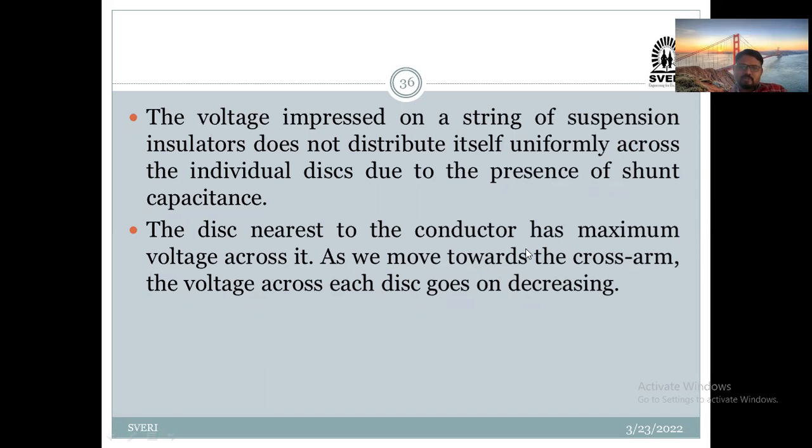Viraj, is the voice audible? Yes sir. Yes, what formula have you written? String efficiency is equal to voltage across the string upon n into voltage across the disk nearest to conductor.